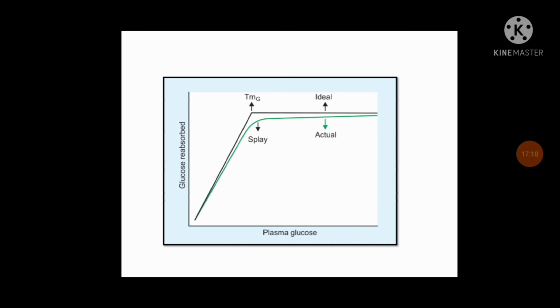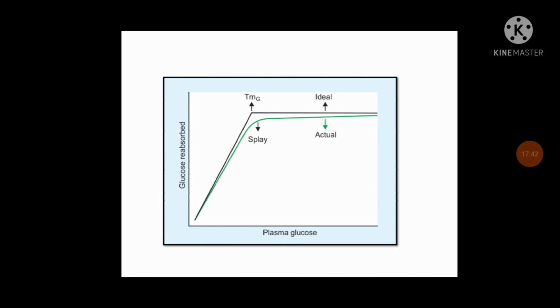So this is the diagram showing what happens when plasma glucose level increases gradually and how much glucose is absorbed. Initially it will be in a linear fashion. And when the plasma glucose reaches the transport maximum, no more glucose is reabsorbed, and the excess glucose starts appearing in the urine.